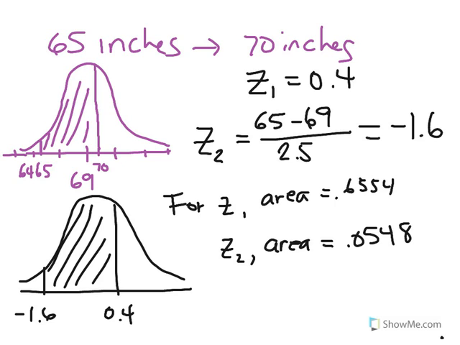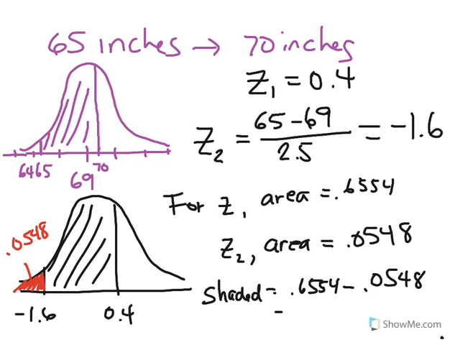The number you should have gotten from the table is 0.0548, but on my picture, where is that? Well, it happens to be this area in this little tail right here. This would be 0.0548, but that's not what I want. What I want is only the black part that I have shaded. To get the shaded area, what I just need to do here is subtract 0.6554 minus 0.0548. That's going to give me what I'm really interested in finding.